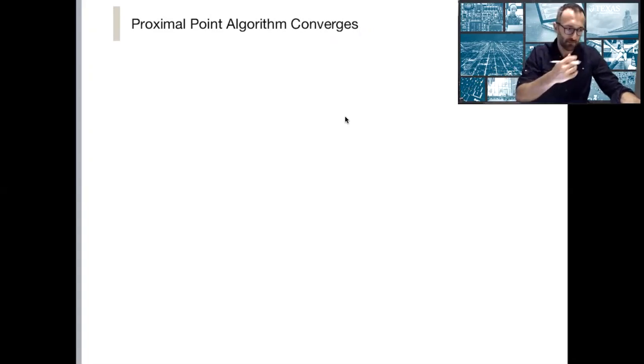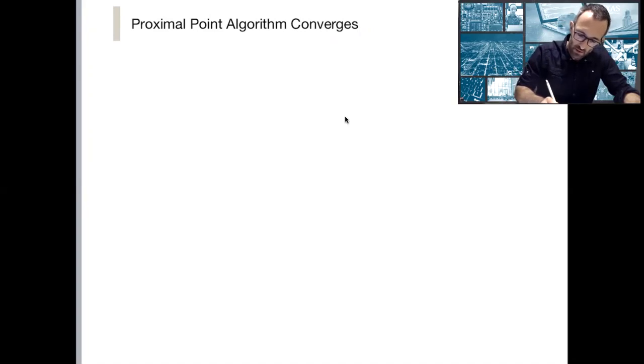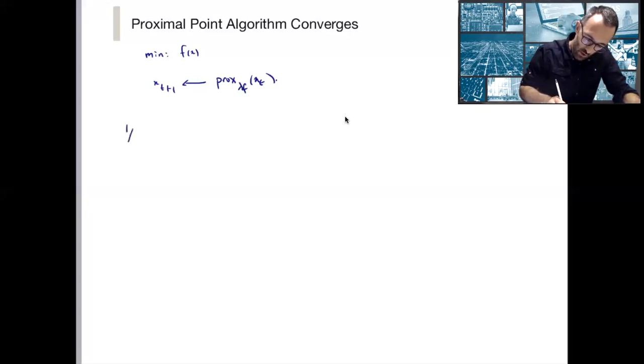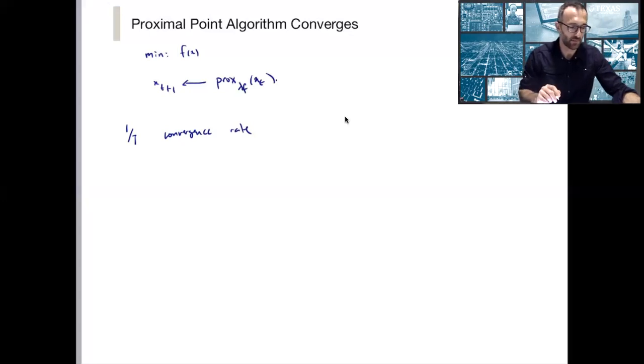Okay, so our proximal point algorithm, again, minimizing a function f that's convex. My proximal point algorithm is x_{t+1} is prox_{lambda f} of x_t. We've already seen that this converges. This has 1 over t convergence rate if you're using a fixed step size lambda. So how do we see that?